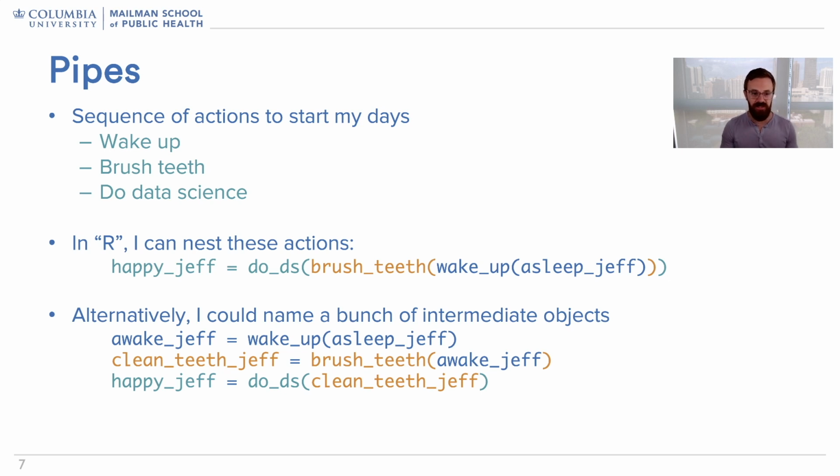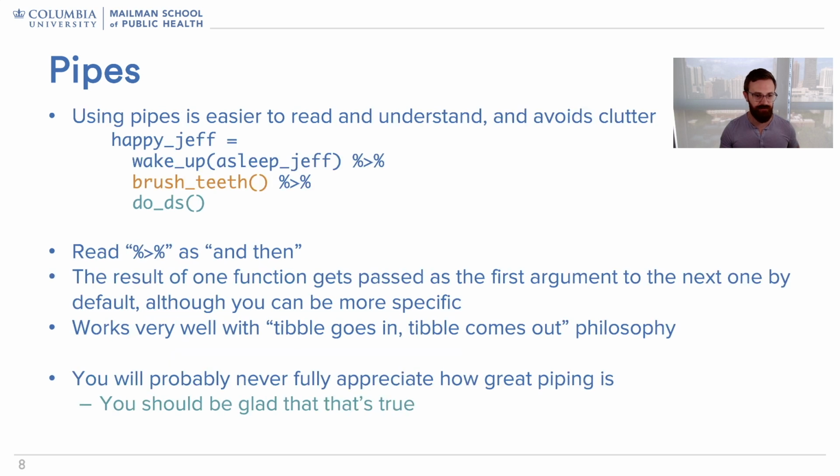So piping is intended to avoid both of those approaches to implementing a sequence of operations. We don't want to have to nest things, and we don't want to have a bunch of intermediate objects.